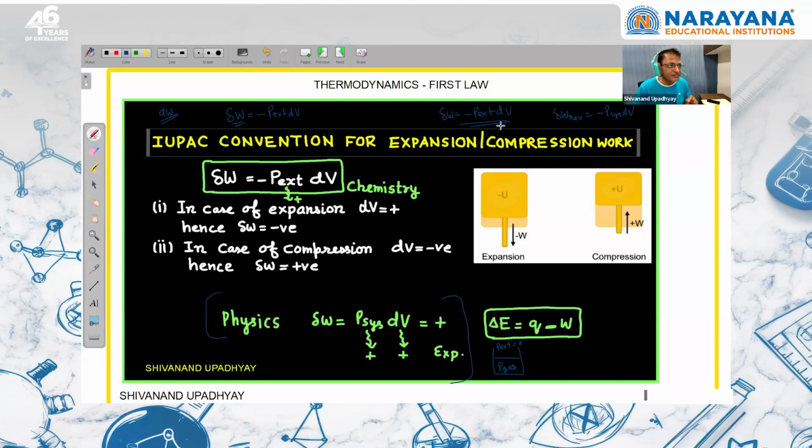When the process is irreversible, then we have to write this as P external only, right? So this thing you have to follow.